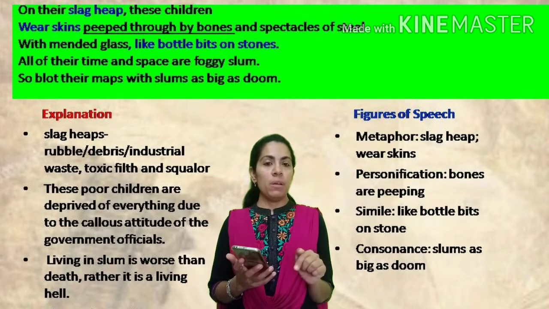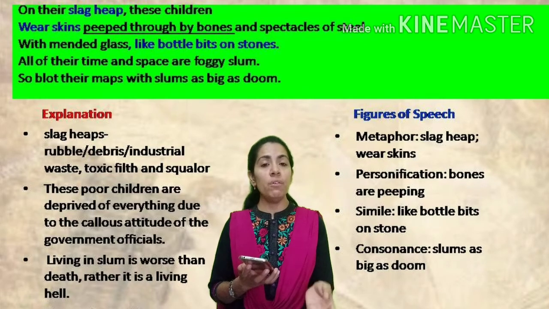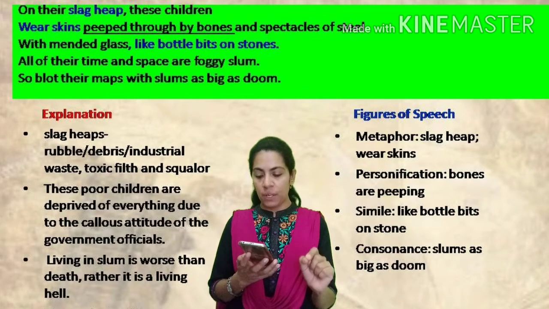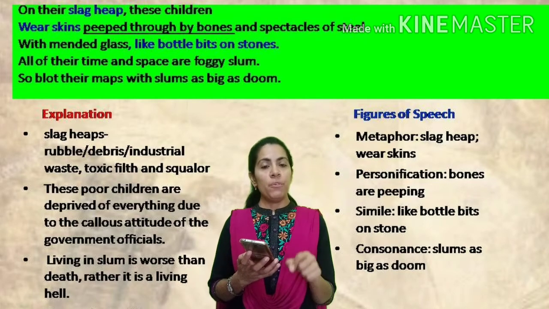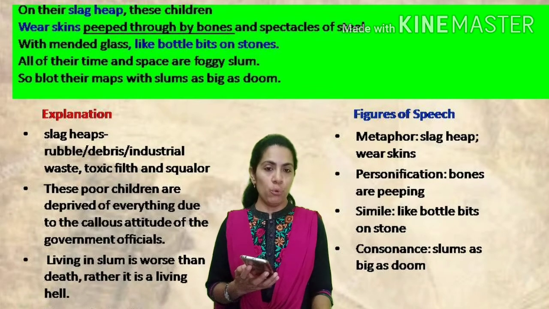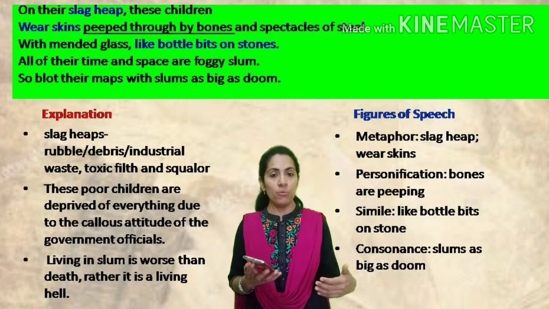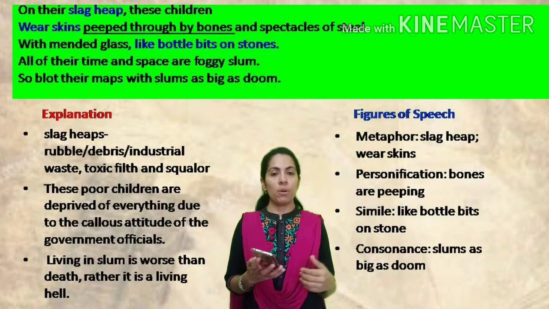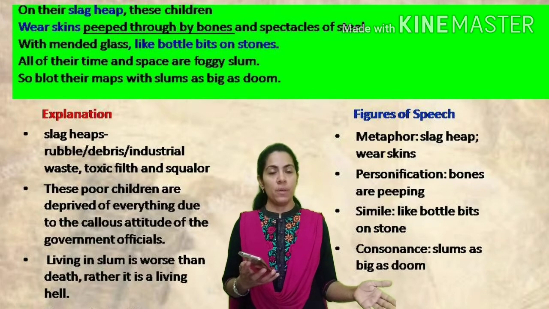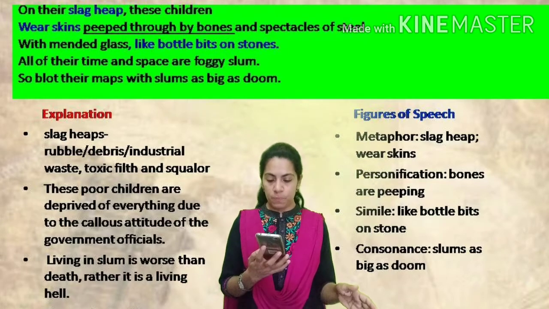And they are wearing spectacles of steel frames with the mended glass. They don't have money even to get the glasses of the spectacles repaired. So they have stuck it, and he's comparing with the medium of a simile these glasses to the bottle bits on a stone. So you can compare it to their lives also, as I've already discussed, that as if they are the stones, and these spectacles are like bottle bits on them, or their lives are like what? Lives are shattered like the bottle bits smashed on the stone.